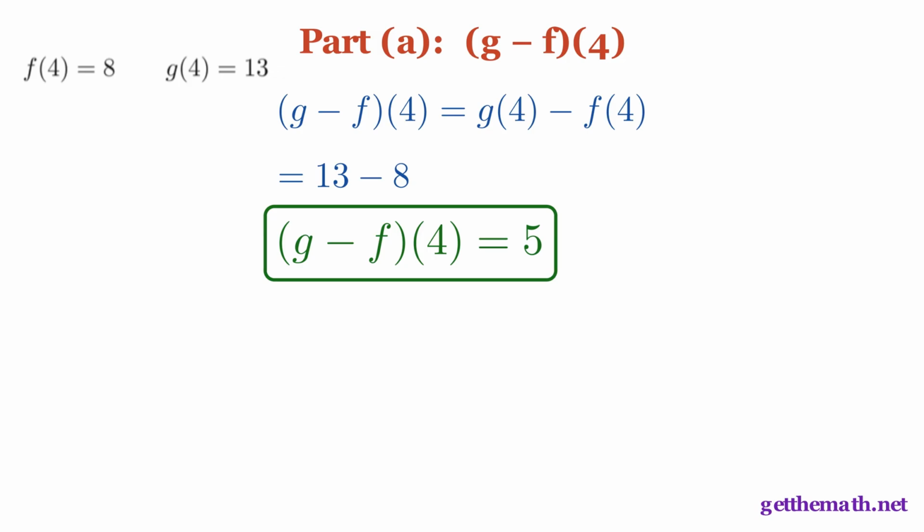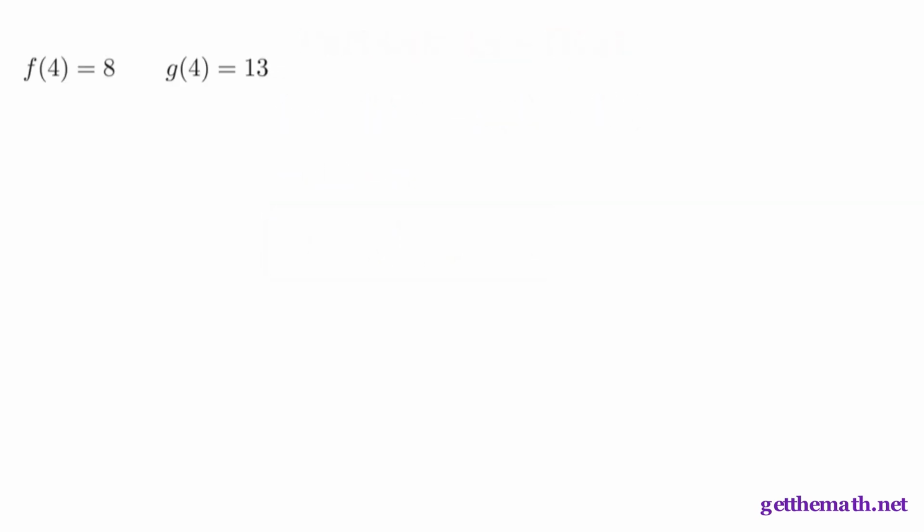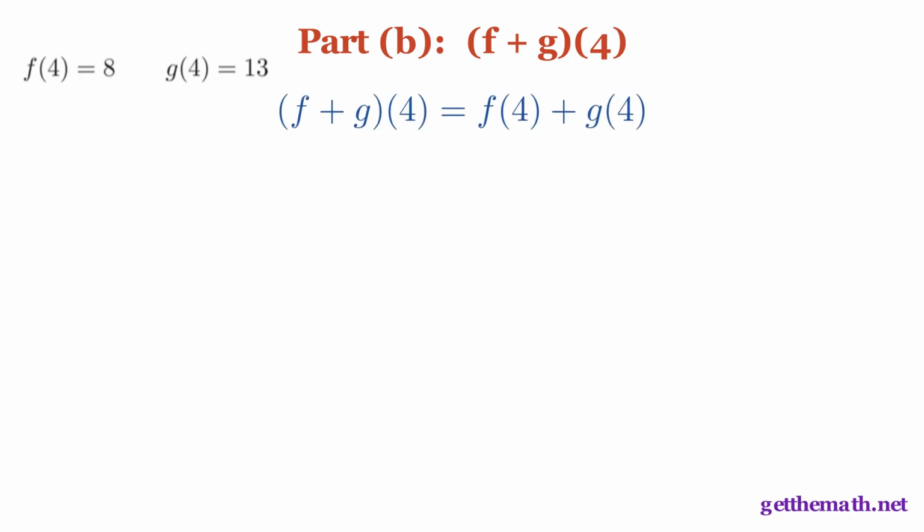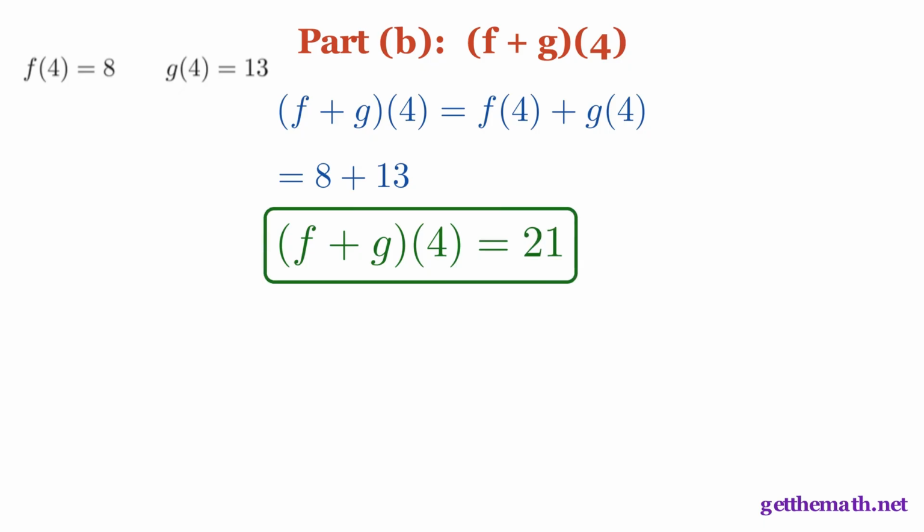Part B: find (f plus g)(4). The rule says, add the function values. (f plus g)(4) equals f of 4 plus g of 4. Substitute 8 plus 13. (f plus g)(4) equals 21.